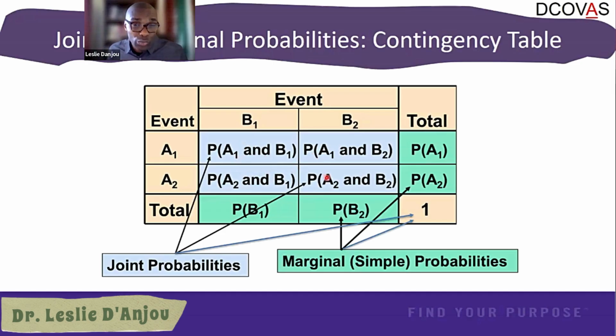When you get to the totals, those are your actual probabilities. So what is the probability of B1? This plus this will give you the probability of B1. What's the probability of B2? This plus this will give you the probability. These are your marginal or simple probabilities. How do you find the probability of A2? This plus this will give you the probability of A2.